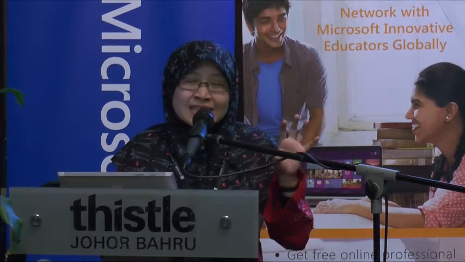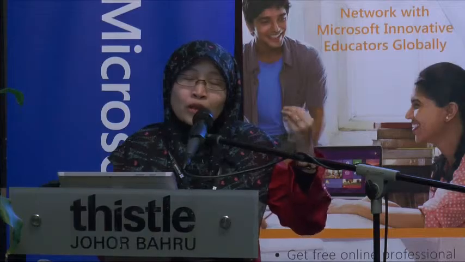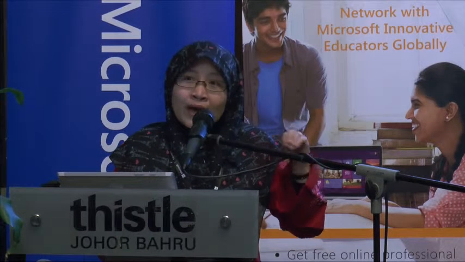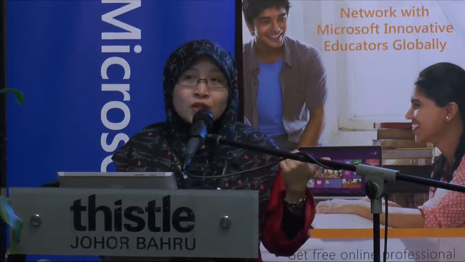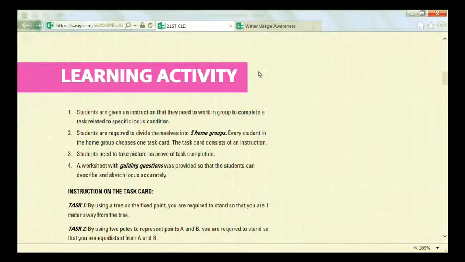It would be easy if I just told them what locus is and provided them with the formula or way to solve a locus question. But instead, I chose the 21st century skill, which is knowledge construction. So how I did this, I conduct the learning activity through a jigsaw classroom activity.